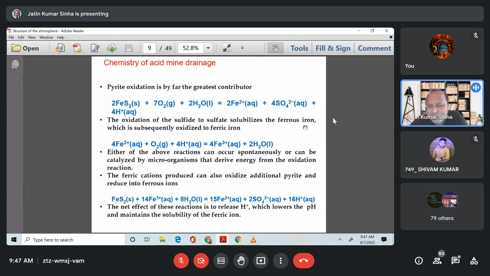Decreasing of pH value means the water becomes more acidic, and once this acid water ends up in a closed water body system, it changes the pH and affects the aquatic animals.